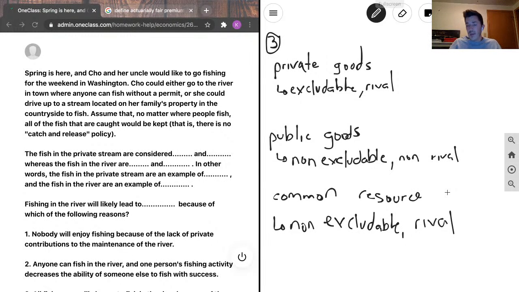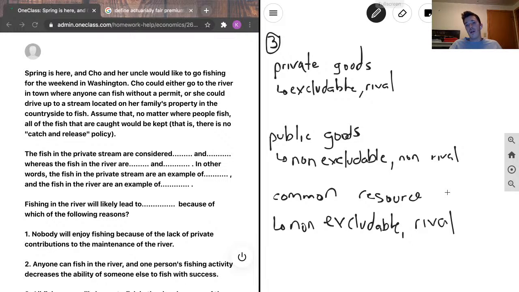These are something you may go buy at the store. If you go buy a box of cereal, you can say, no, that's my cereal, you can't eat it. And when you consume it, there's less left for the future.